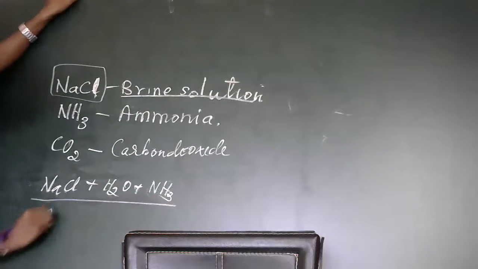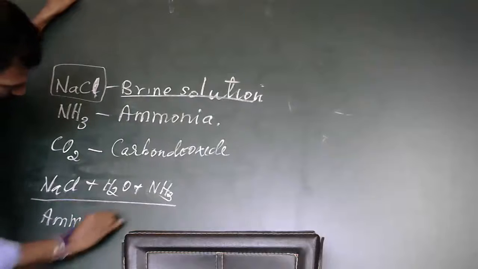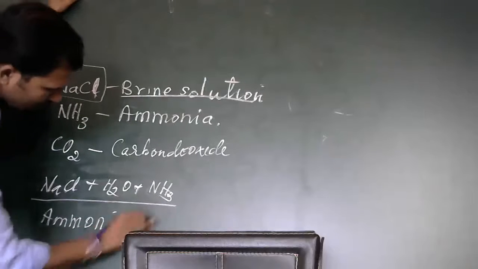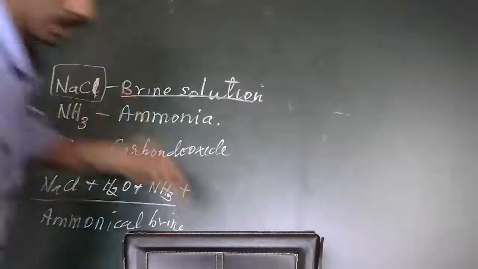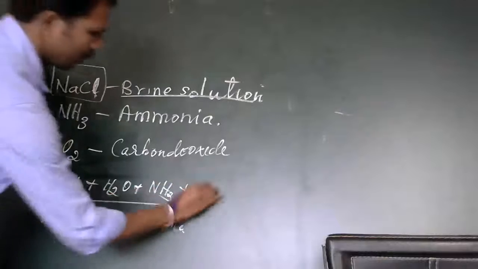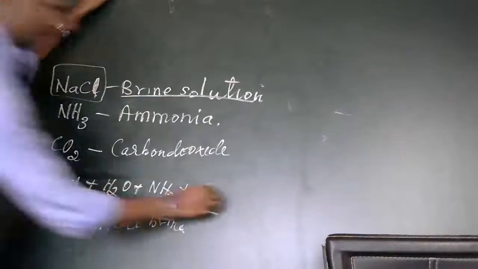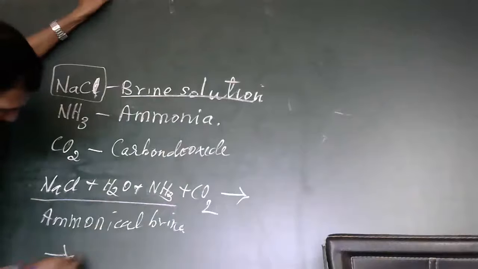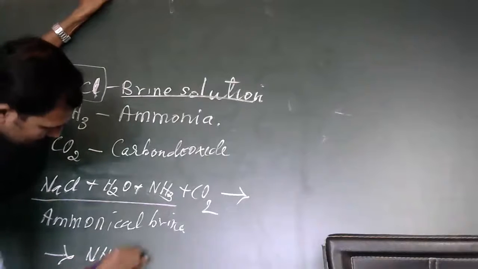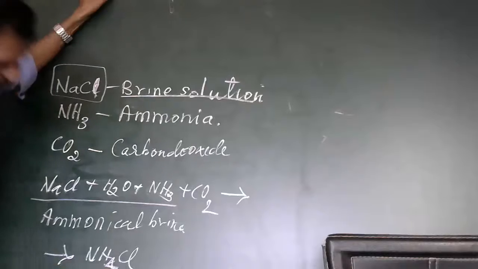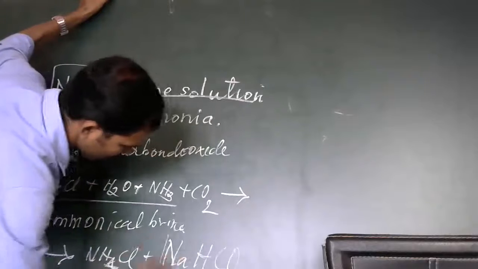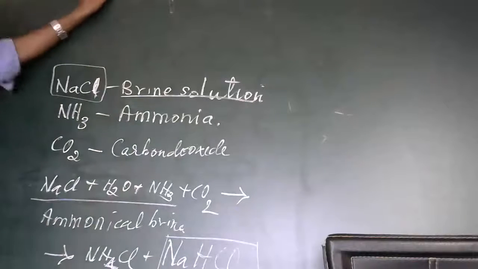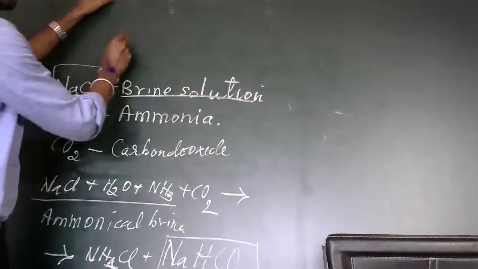We call it ammoniacal brine solution. To this we pass carbon dioxide, and the reaction is complete now. It forms NH4Cl, ammonium chloride, plus NaHCO3, which is called sodium bicarbonate. Sodium bicarbonate is produced here.